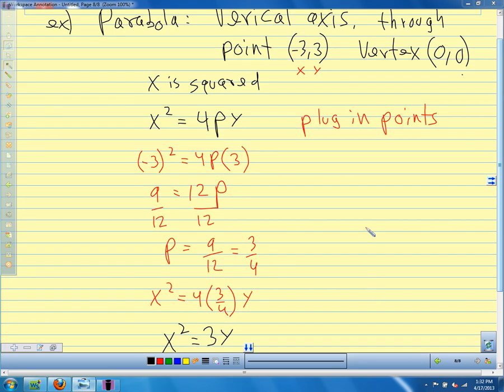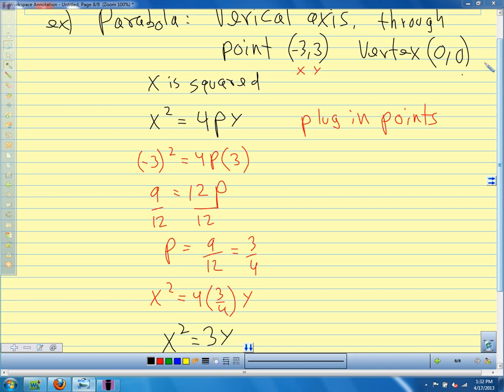All right, so the big things from today. p in this equation tells us how far the focus is from the vertex, and how far the directrix is from the vertex. The focus is always inside our parabola. The directrix is always outside our parabola. The vertex is halfway between the focus and the directrix. So we're done with examples.